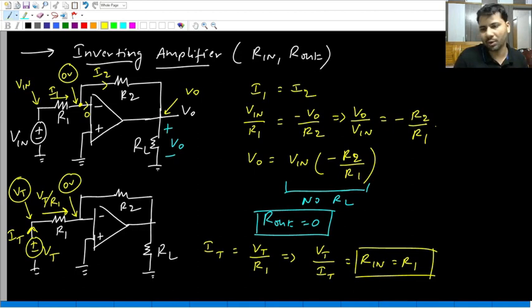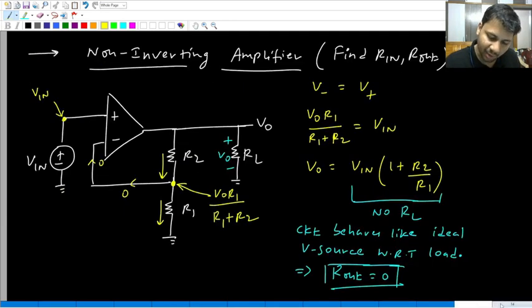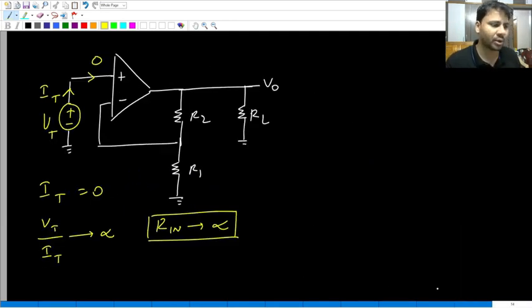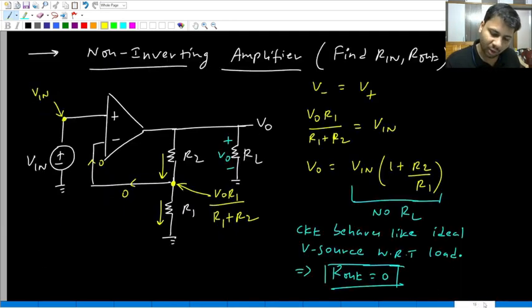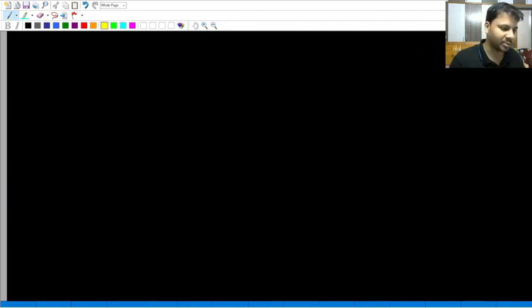So for our inverting amplifier, what is the overall gain? Minus R2 by R1. What is the input resistance? It is R1. What is the output resistance? It is 0. Whereas for the non-inverting amplifier, the input resistance is infinite. And the output resistance is 0. Now let us make a quick comparison between the two basic amplifiers, the non-inverting and the inverting amplifiers, and find out which one is a better voltage amplifier.